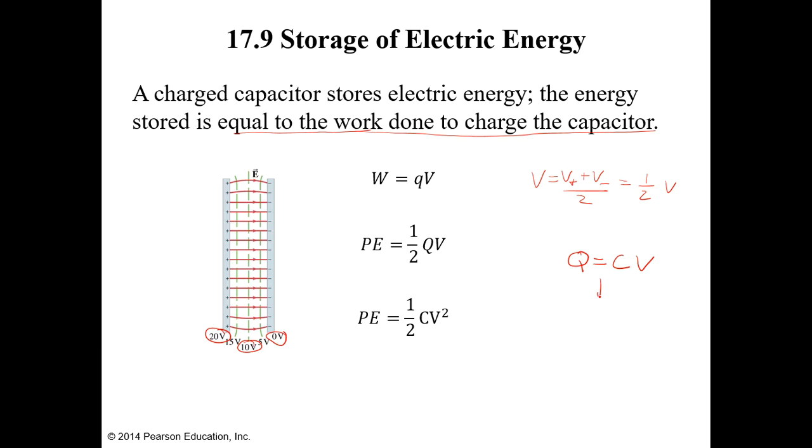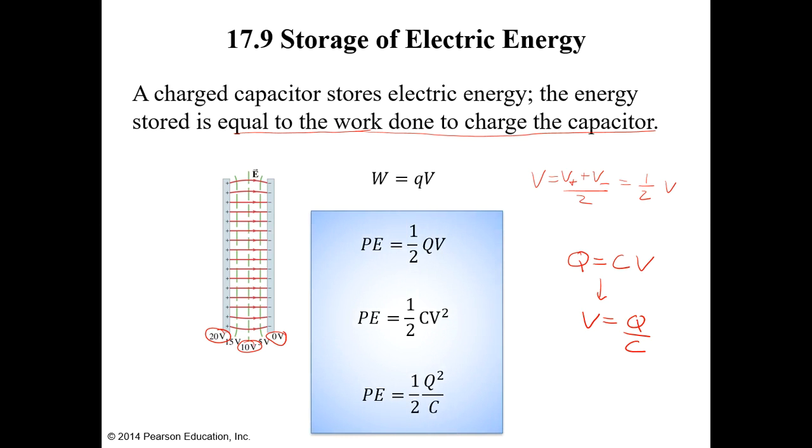Similarly, if I take this same equation and solve for voltage, then I get another form. That voltage is equal to Q over C. Then substitute that V in for my equation. I get that potential energy is going to be 1/2 of Q squared over C. Now these three equations all work for calculating the potential energy of a capacitor. The one you use will depend on the information you are given in the problem you have to solve. If you're given charge and voltage, use the first equation. If you're given charge and capacitance, use the last equation, and so on.